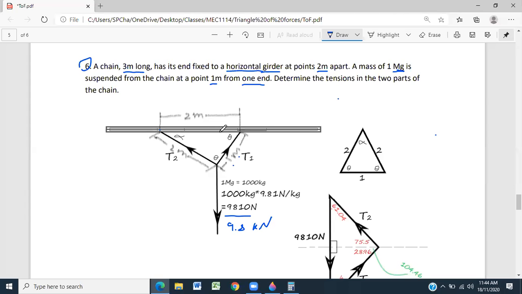Good. Now, we know one force. We don't know this force, and we don't know this force. Another thing we're going to notice really quickly is that we don't have any angles. We don't know this angle, we don't know this, we don't know any angles. But what we do know are the lengths. So even though we don't have the magnitude of the forces or the angles, we do know the lengths, right? So we can use the lengths to find the angles.